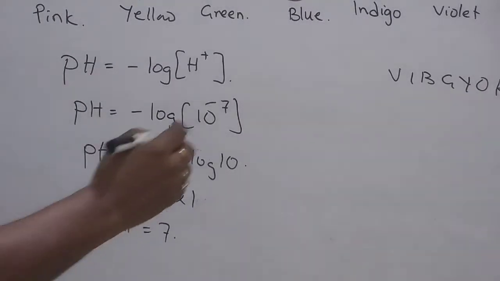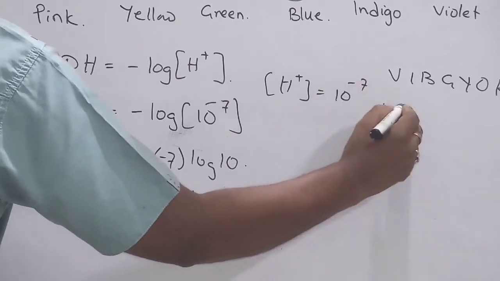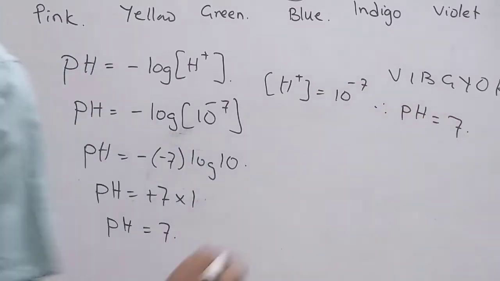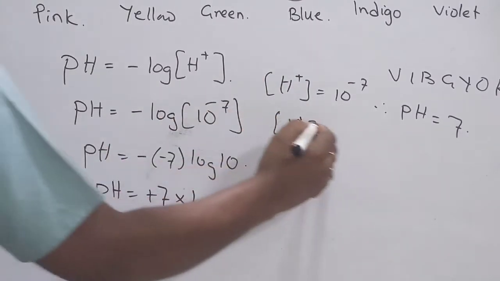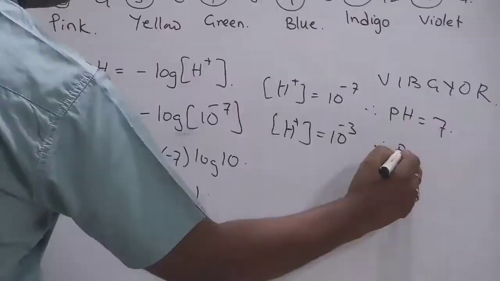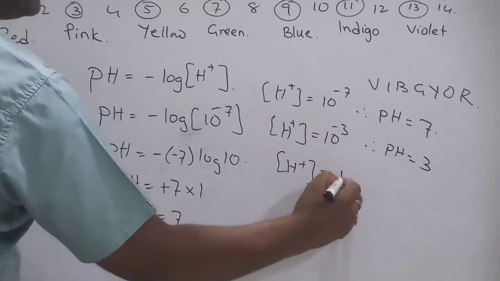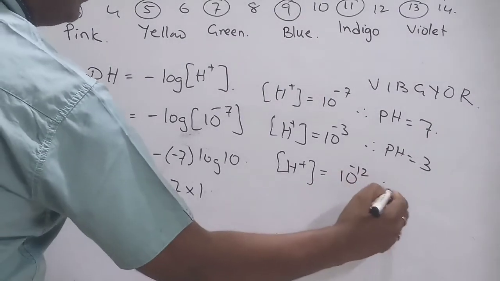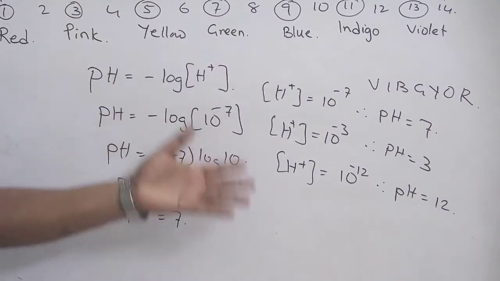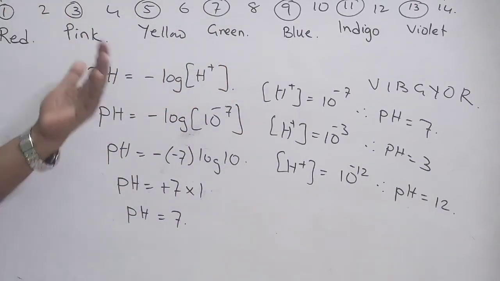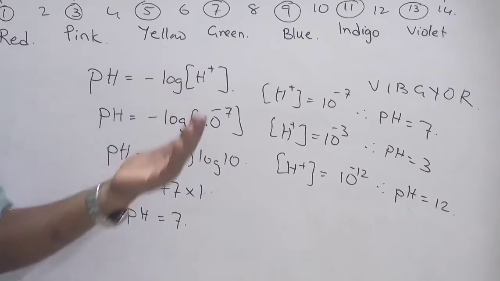So if the hydrogen ion concentration is 10 to the power minus 7, therefore pH is equal to 7. If the hydrogen ion concentration, or H3O plus, or you may write H plus also, is 10 to the power minus 3, then the pH would be 3. If the hydrogen ion concentration is 10 to the power minus 12, you can write pH is equal to 12. So this is how we determine the pH, and we can understand how strong or weak the acid or the alkali is.